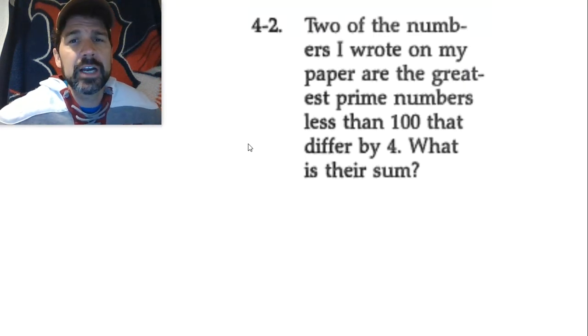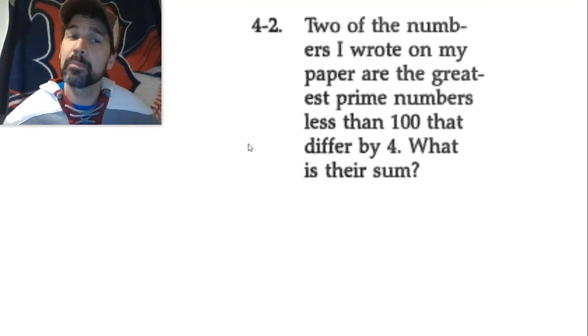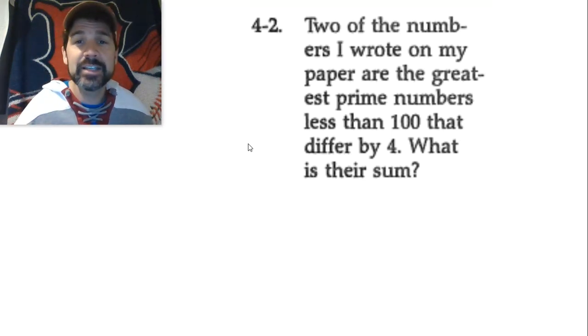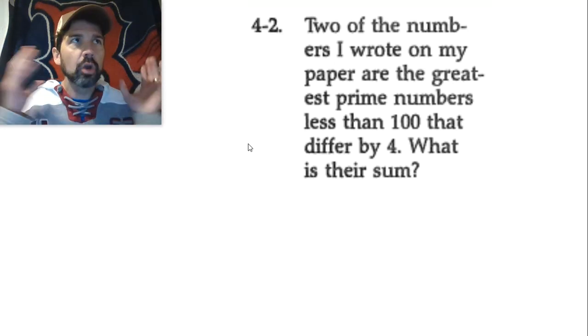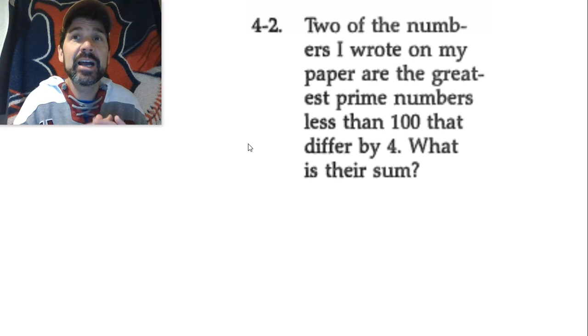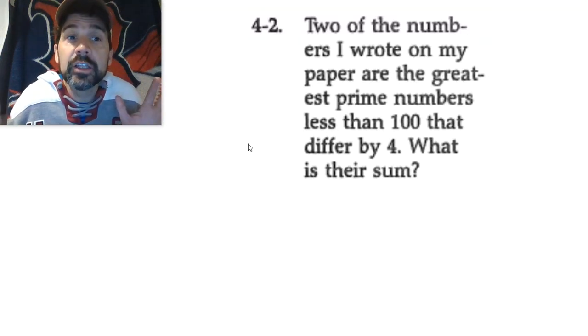Two of the numbers I wrote on my paper are the greatest prime numbers less than 100 that differ by four. Remember, a prime number has exactly 2 factors, 1 and itself. So you need the largest ones, so you need to know what the primes are right around 100. Now, you could list them all. That could take some time. Here's a nice little trick.